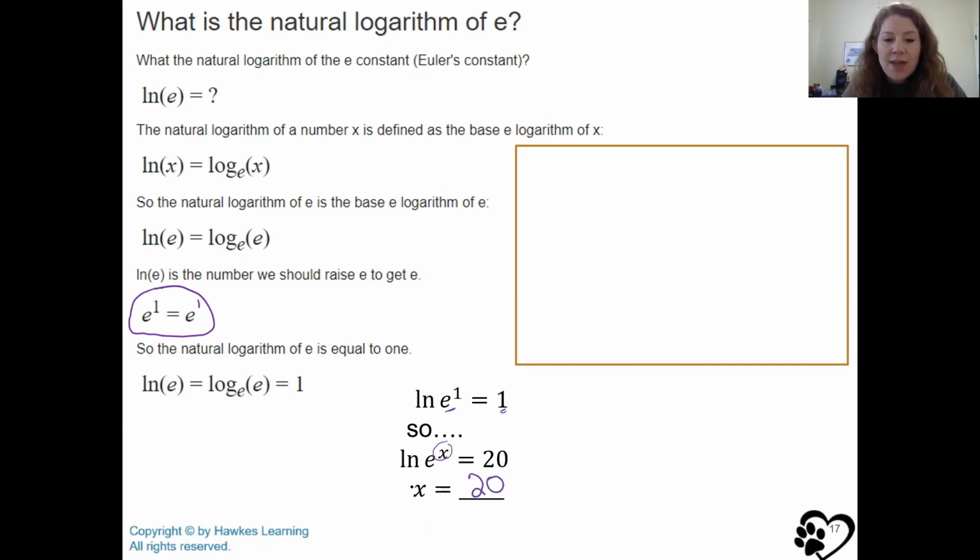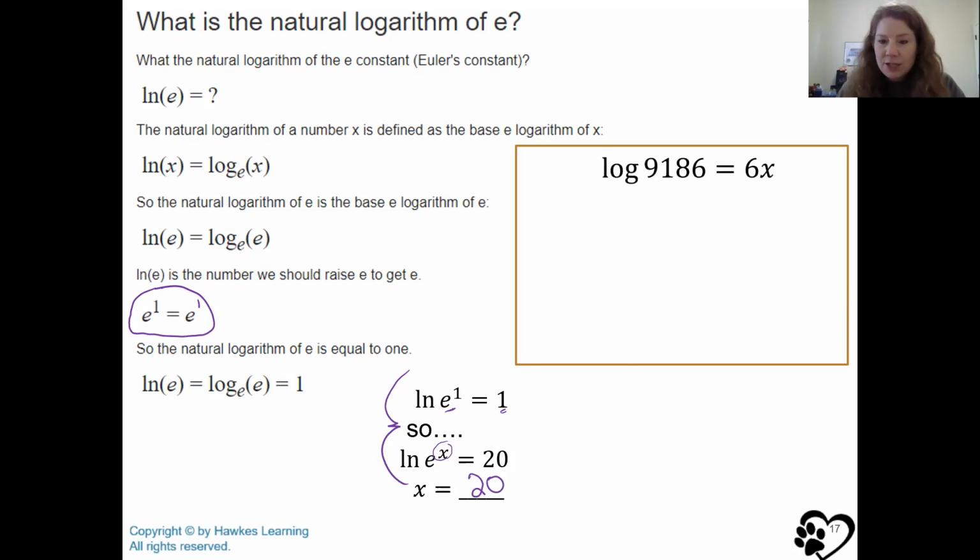So you'll be using that kind of thinking, not only in this class, but in your college algebra class, okay? The ln of e to the 20th power is equal to 20. The ln of e is always 1.